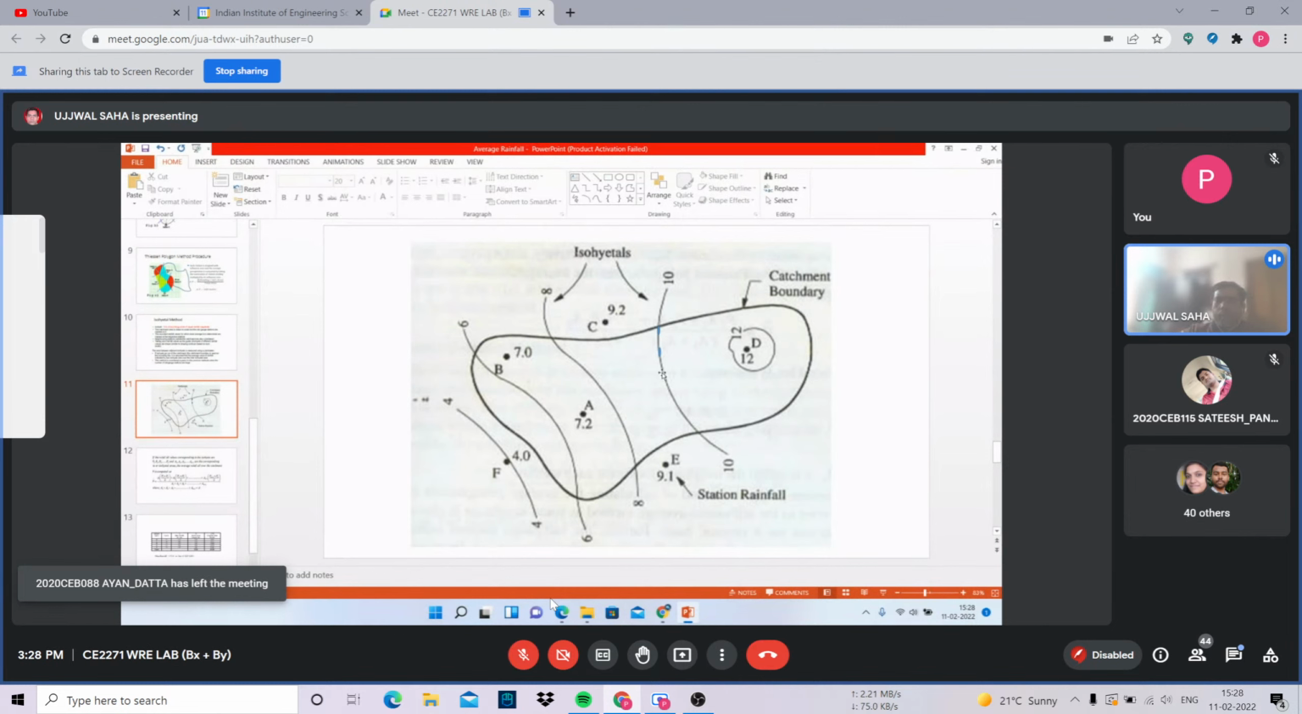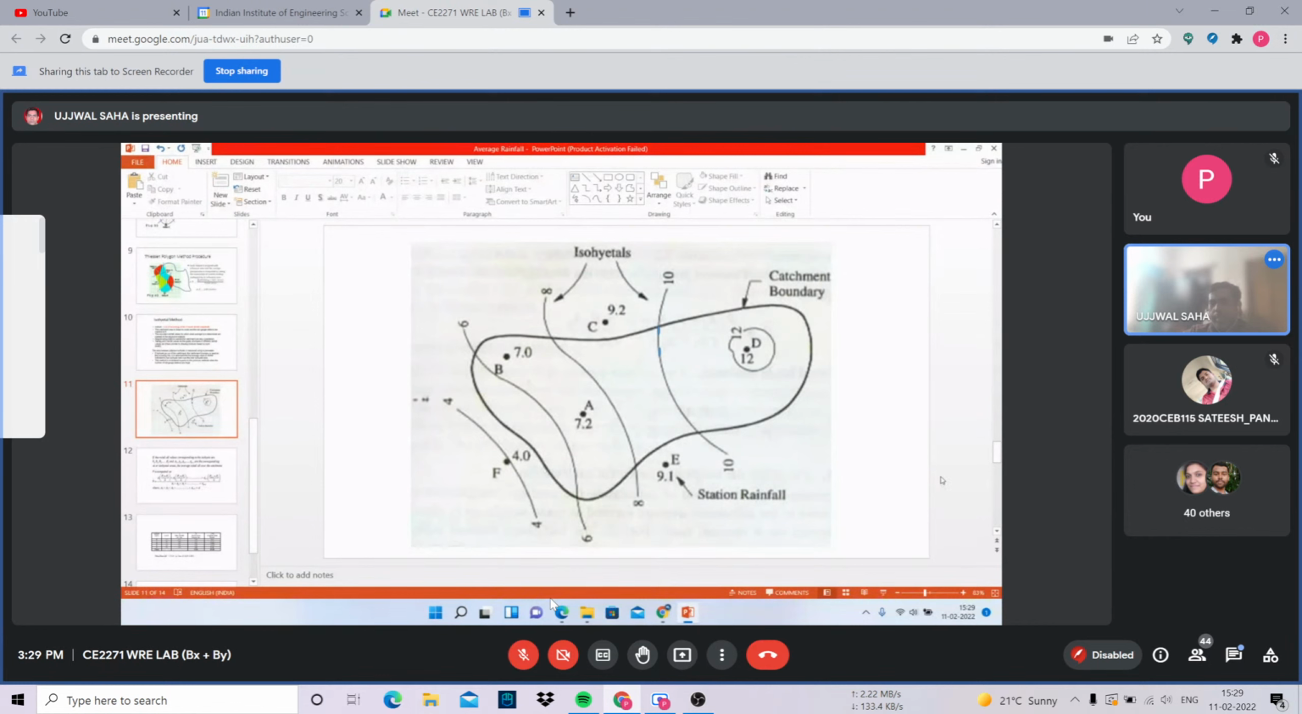If you make it closer, your result will be good. Suppose 6, 7, 8, 9, 10, meaning the interval is 1, it will give a good result. But here the iso-height interval has been shown as 2 mm. So using this, let us try to draw the 10 mm iso-height from this figure.